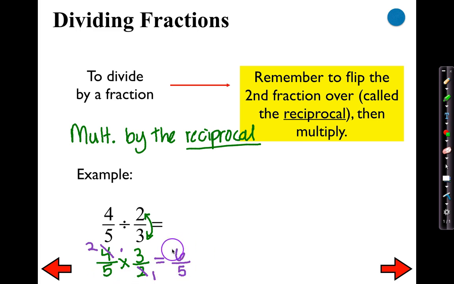Now this is improper, so let's go ahead and turn it into a mixed number. I'm going to do some side work. 6 divided by 5, that goes in one time with a remainder of 1. So my answer is 1 and 1/5.